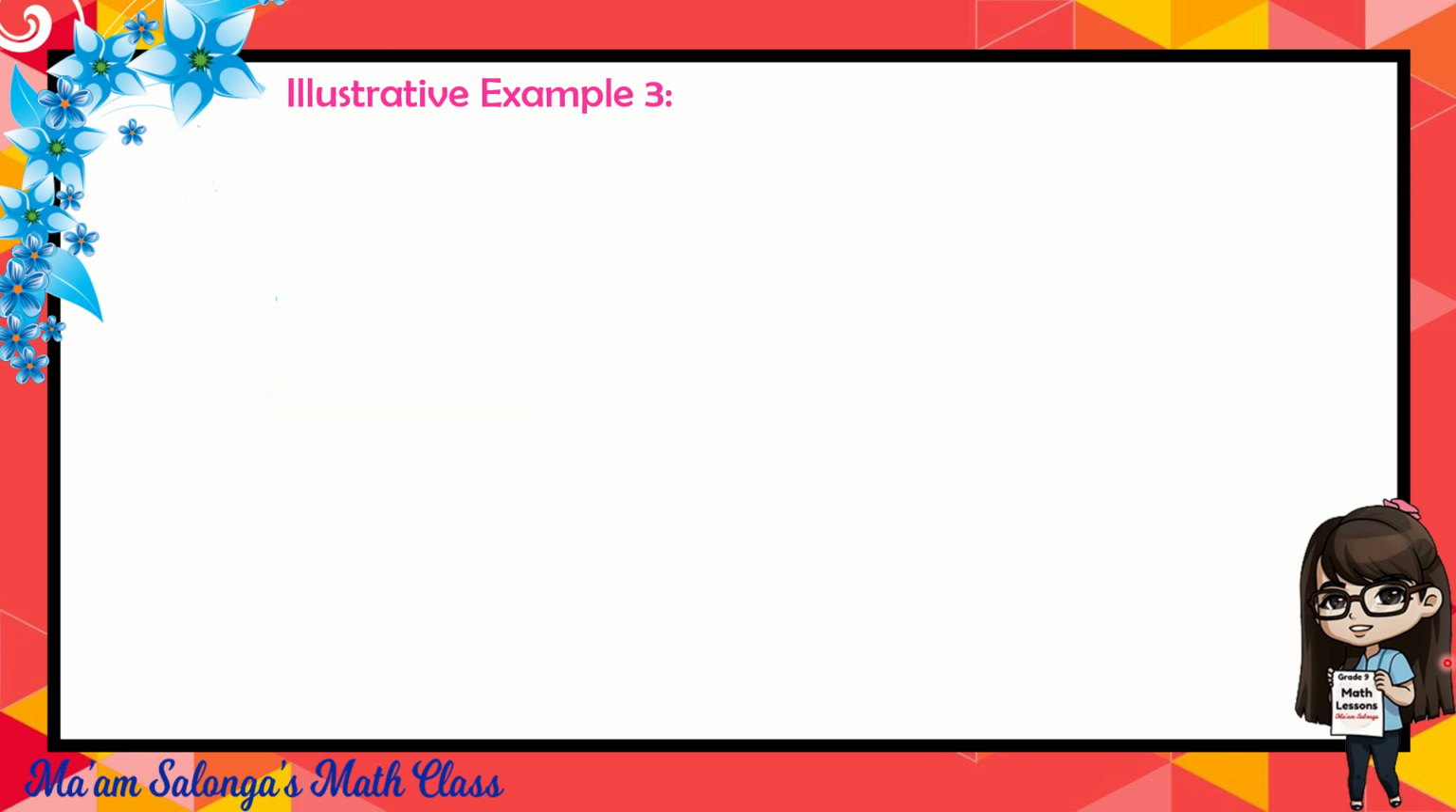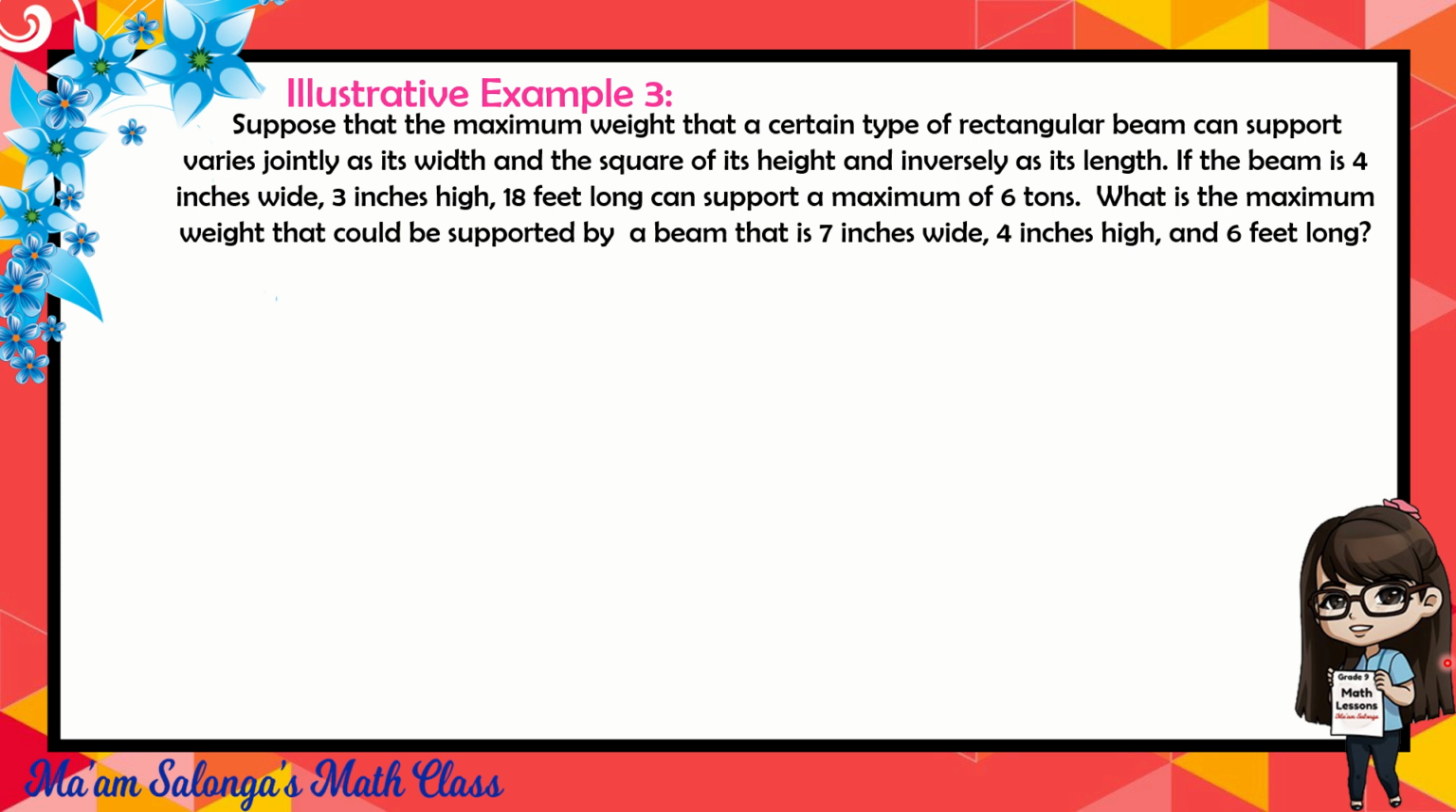Illustrative example number 3. Suppose that the maximum weight that a certain type of rectangular beam can support varies jointly as its width and the square of its height and inversely as its length. If the beam is 4 inches wide, 3 inches high, 18 feet long, can support a maximum of 6 tons, what is the maximum weight that could be supported by a beam that is 7 inches wide, 4 inches high, and 6 feet long? So let's identify the quantities that vary jointly and that vary inversely.